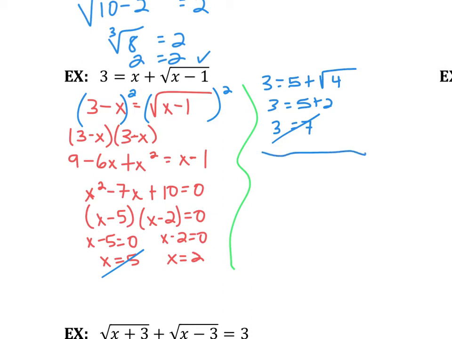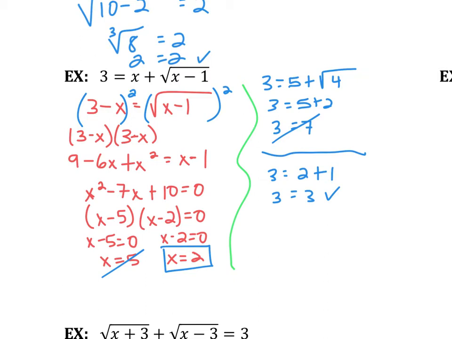So then if I now try 2 and I plug that in for x, and again, sometimes I'll do a little mental math along the way. 2 minus 1 is obviously going to be 1. The square root of 1 is 1. Well, 3 does equal 3. So that checks out. So x equals 2 will be my solution.